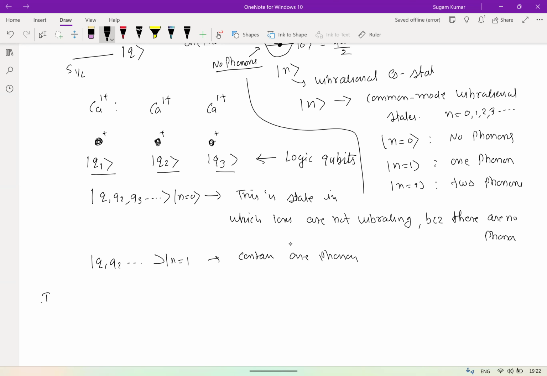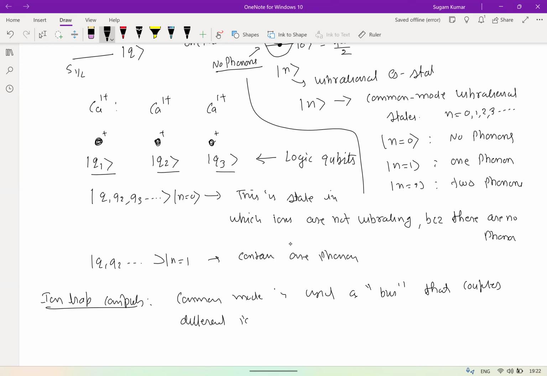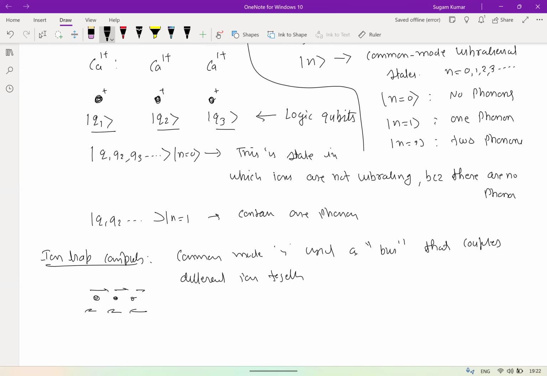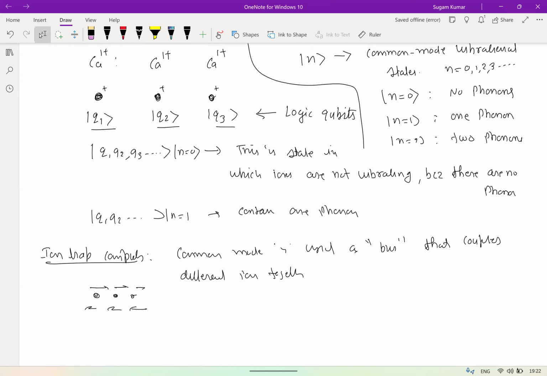And in ion trap computing, this common mode is used as a bus that couples different ions together. So all the ions are going in the same direction, or they are all going in this direction. This is called the common mode. Clear? I hope so up till now.